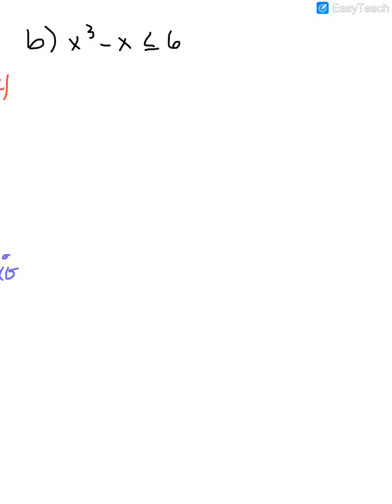So here, I want to move all my stuff to the same side. It looks like the 6 is over on the right side, so I've got to subtract. So it gives me x cubed minus x minus 6 less than or equal to 0. Now I need to factor. Well, it looks like this is not something that just straight up factors because it's not x squared minus x minus 6, so it doesn't work the same way.